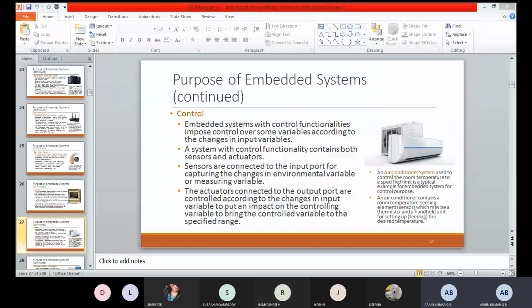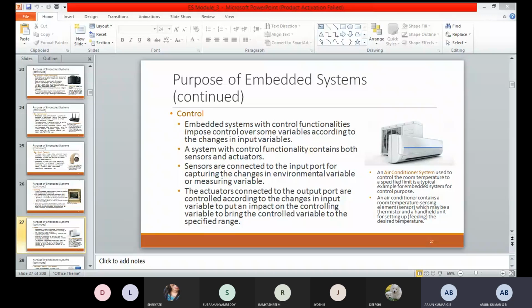An air conditioner contains a room temperature sensing element, which may be a thermistor, and a handheld unit for setting up the desired temperature. Based on the temperature, we can control the system, controlling the coolant system. A system with control functionalities contains both a sensor and actuators. The embedded system controls the sensor and actuator.